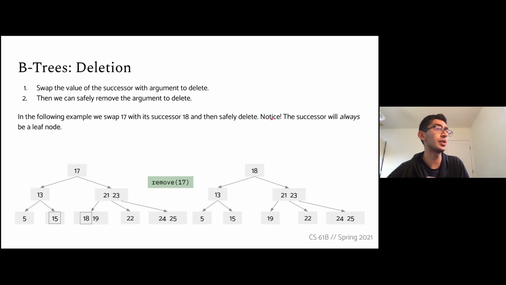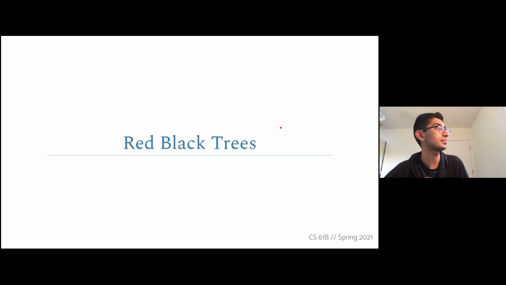And this is just something to notice. When you do this, the successor will always be a leaf node. That's why it's safe to remove. Okay, that's B trees. Nothing too crazy there.